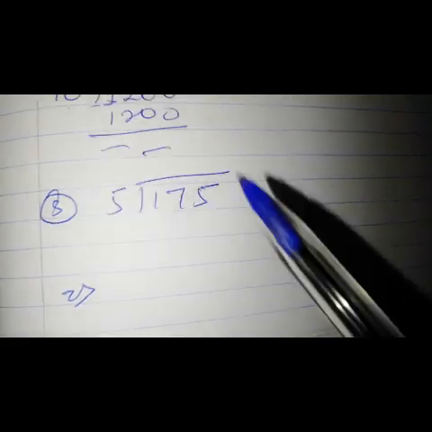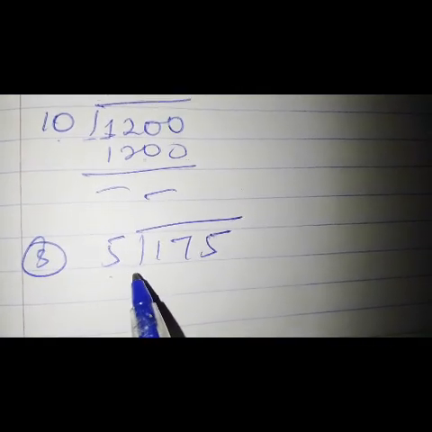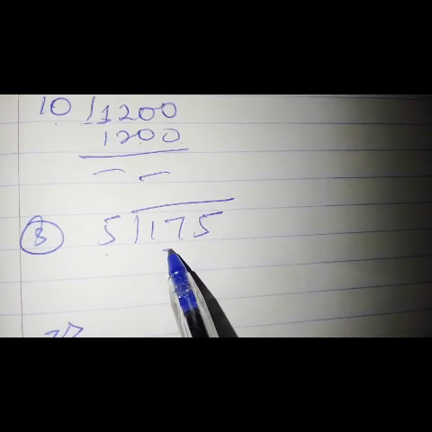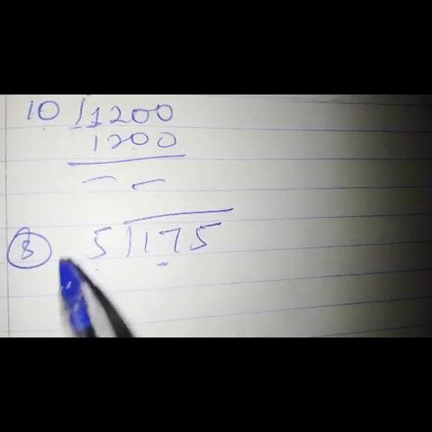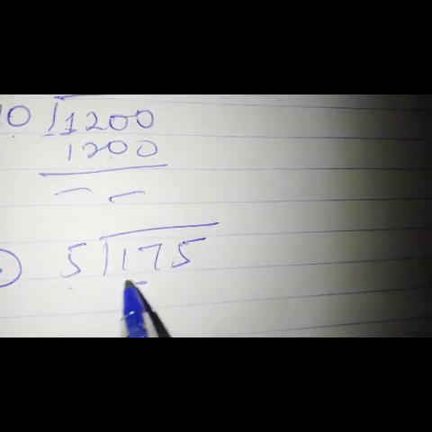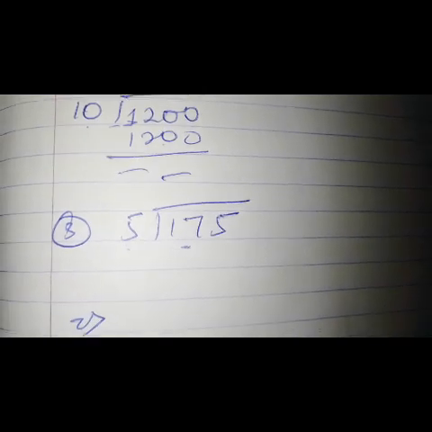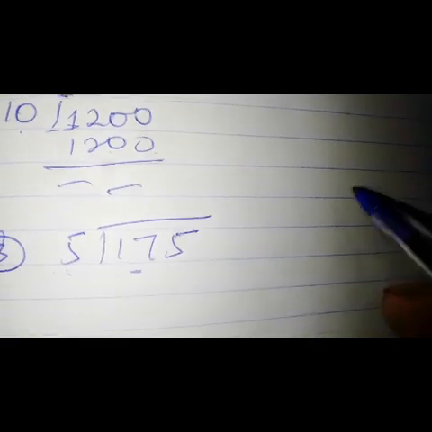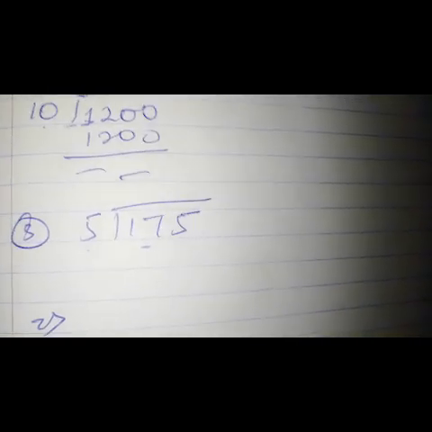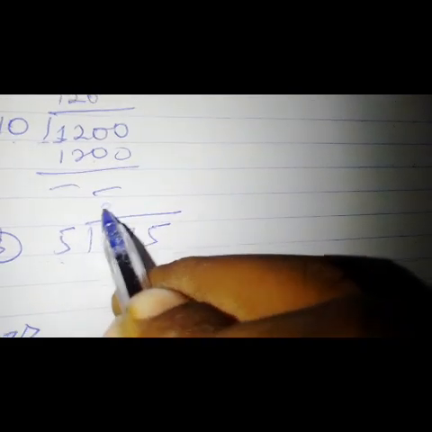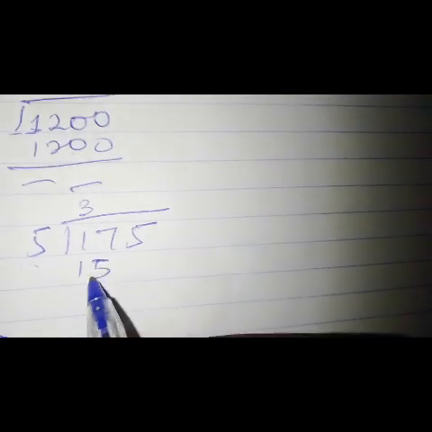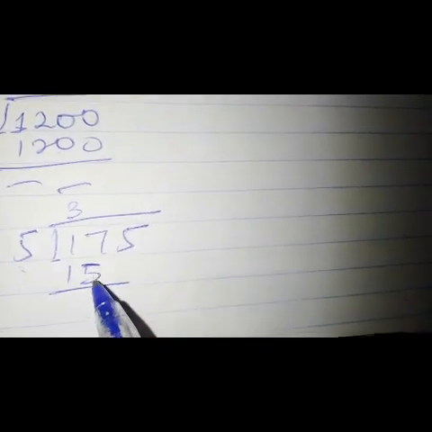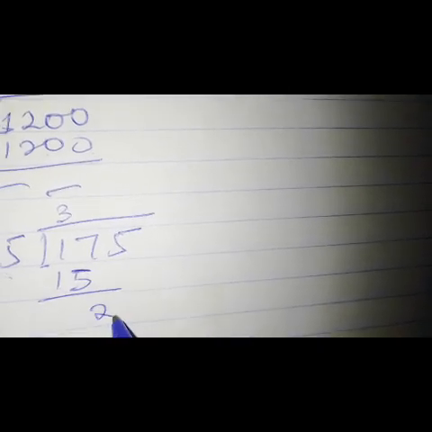Let's finish it. So 5, how many times will 5 go into 17? 5 cannot go into 17, because we all know that it can't go. So what we are going to do is find a number close to 17. So the number close to 17: 5 1 5, 5 2 10, 5 times 3 is 15. So we are going to put 3 here. So 15 is the closest number to 17. So when we subtract 15 from 17, we're going to get what? 2.